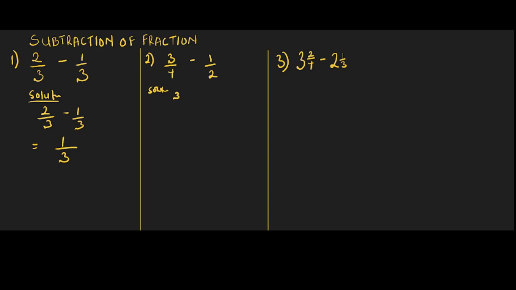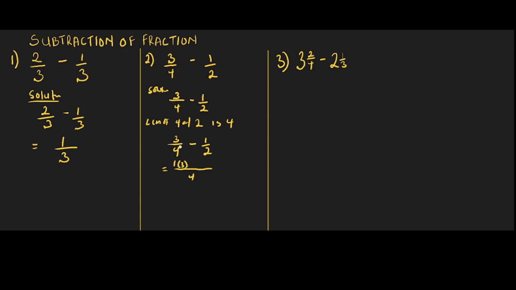We have 3 over 4 minus 1 over 2. In this case, we'll see that the denominators are not the same. And when the denominators are not the same, to subtract such fractions, we'll find the LCM of the denominators. That is, the LCM of 4 and 2 is 4. Make use of 4. That means we have 3 over 4 minus 1 over 2. The LCM is 4.